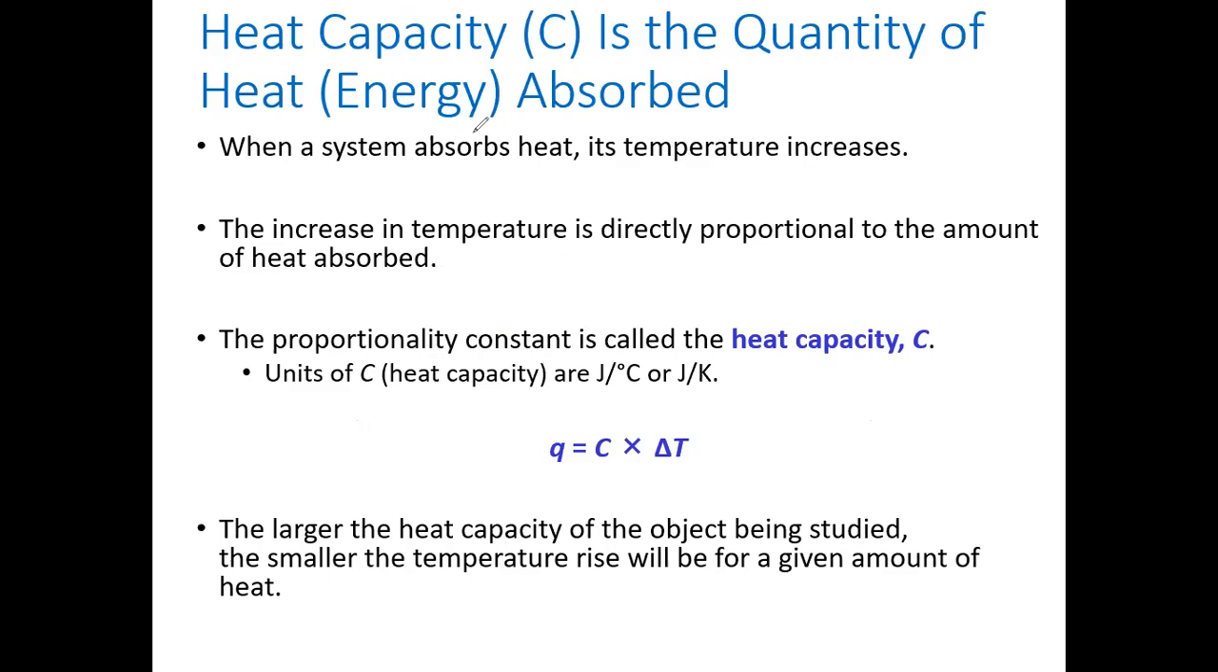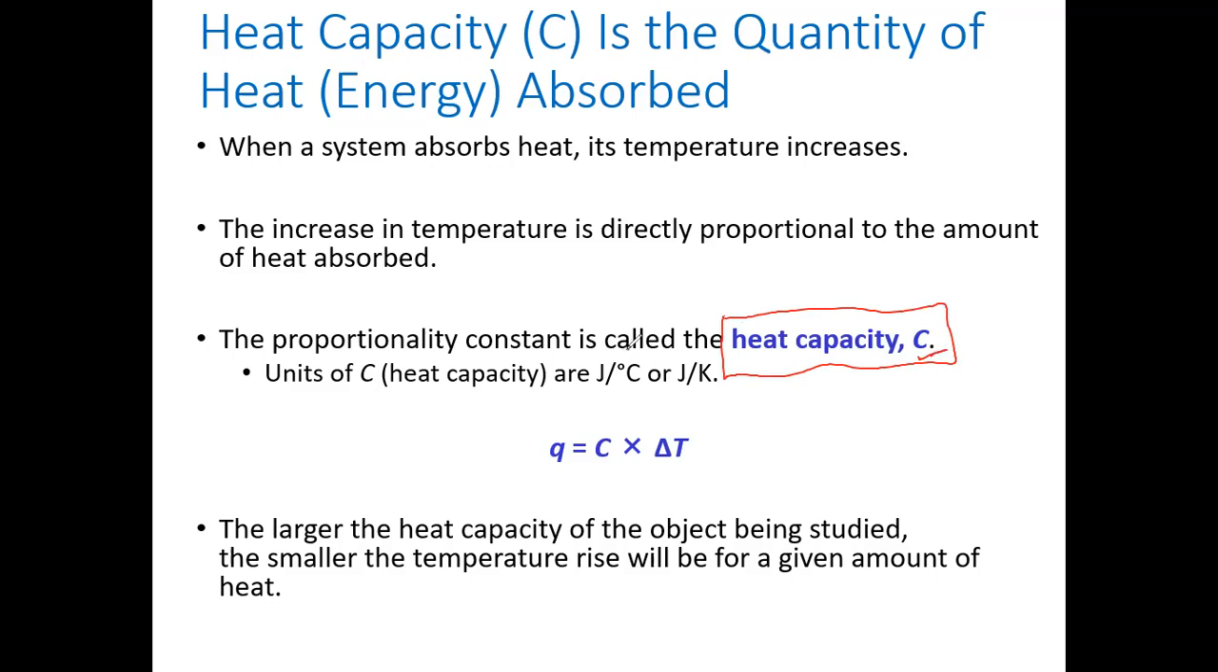All right, so one way we can measure heat is through something called the heat capacity. When a system absorbs heat, its temperature obviously will increase. The increase in temperature, though, is directly proportional to the amount of heat absorbed. So what determines how much heat is absorbed? It is a proportionality constant called the heat capacity, abbreviated with a capital C. The units for heat capacity are either joule over degrees Celsius or joule over Kelvin.